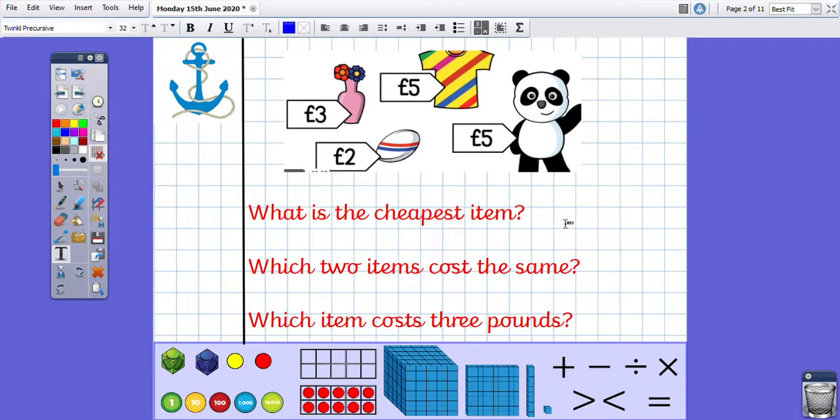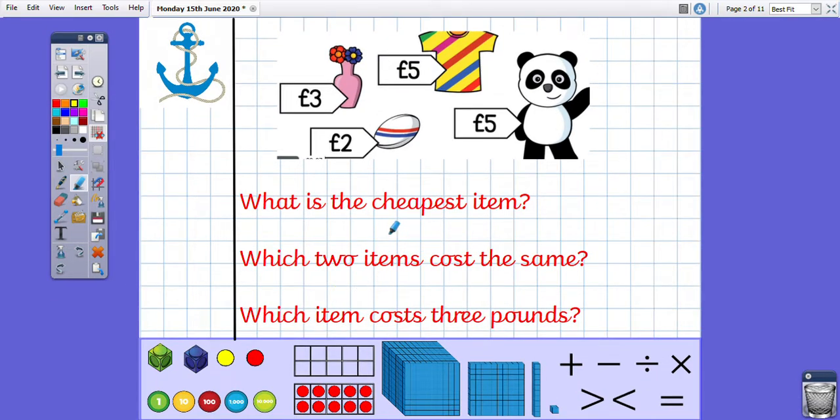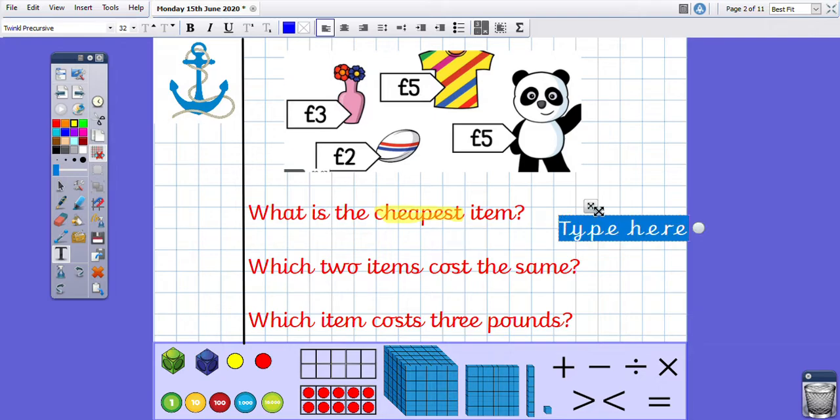Okay, so the cheapest item. Cheapest is the really important word here. Cheapest means costs the least. So which item costs the least? And that is the rugby ball.